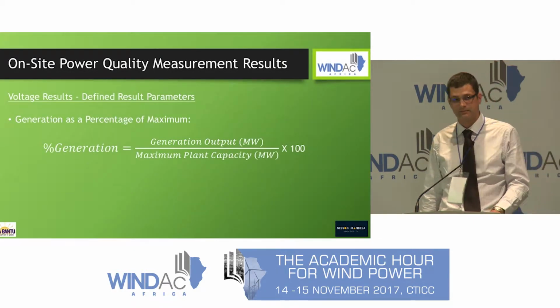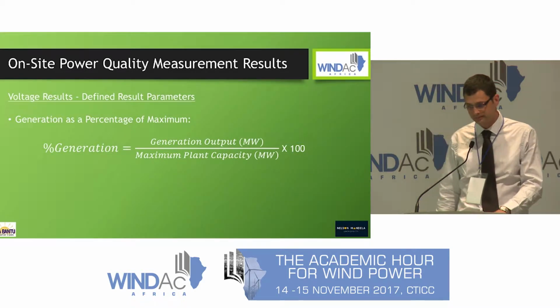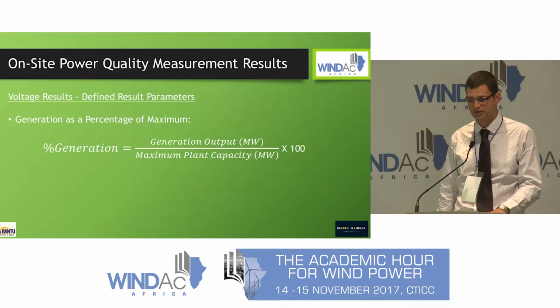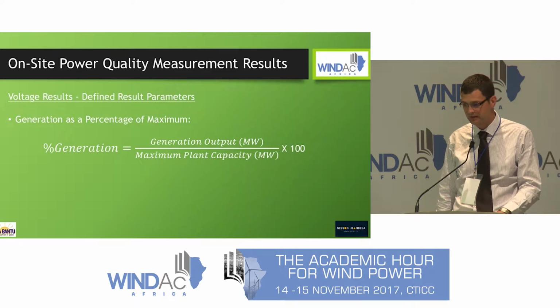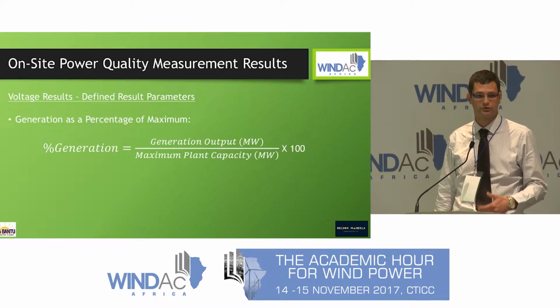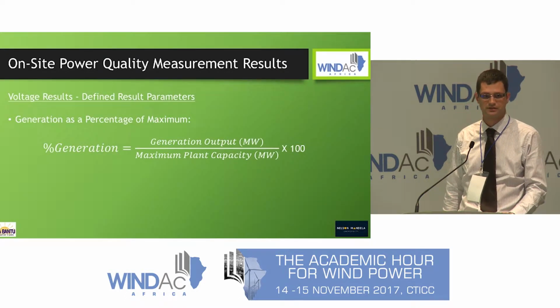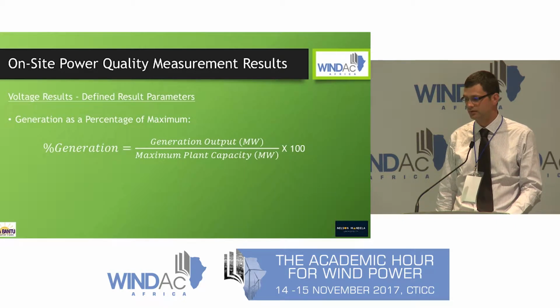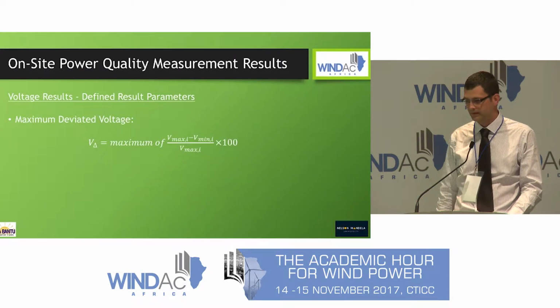Okay, so some of the parameters that were considered. First one, the percentage generation. It's fairly basic. The generation output over the maximum plant capacity. Just taking the actual generation output and converting it to a percentage value. It was basically just done to better represent it on a graph where more than one parameter was presented.